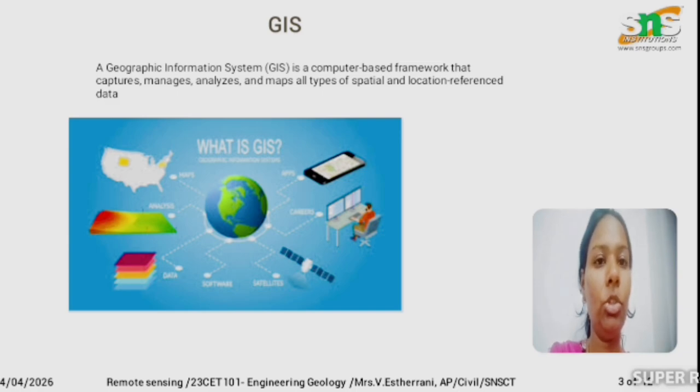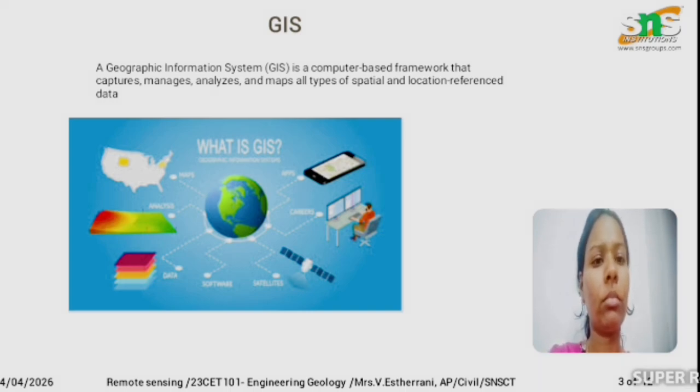Next comes GIS. GIS is nothing but the Geographical Information System. It is the computer-based framework that captures, manages, analyzes, and maps all types of spatial and location reference data. GIS is one of the major growing parts in the civil engineering area. GIS has many types, like ArcGIS and Quantum GIS. These are the types of GIS.